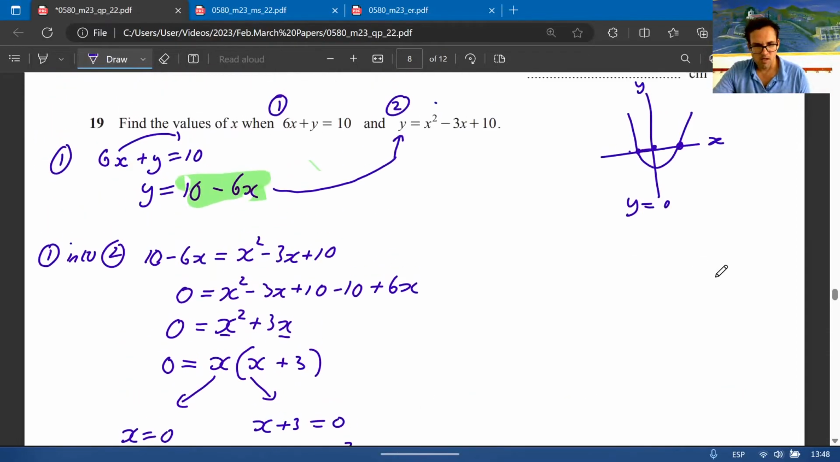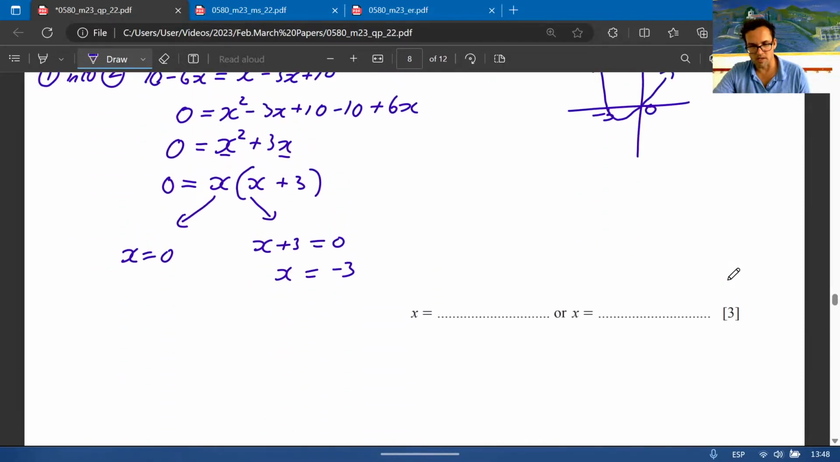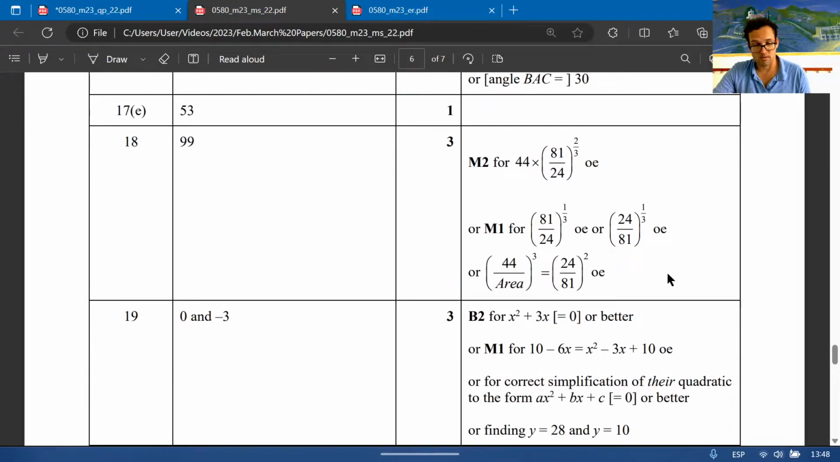So our parabola looks something like this, going through 0 and minus 3 on the x-axis. And that is a sensible answer, which is correct.